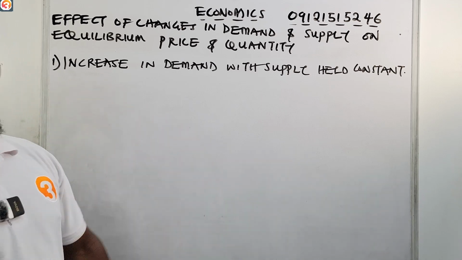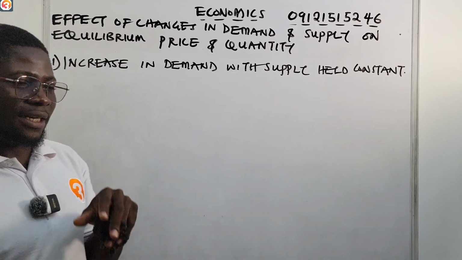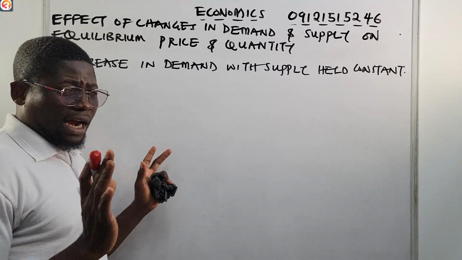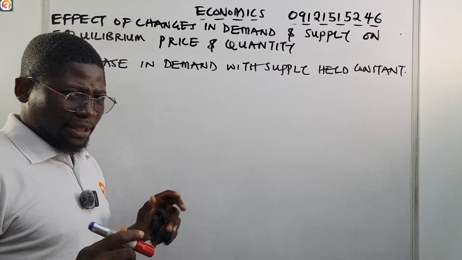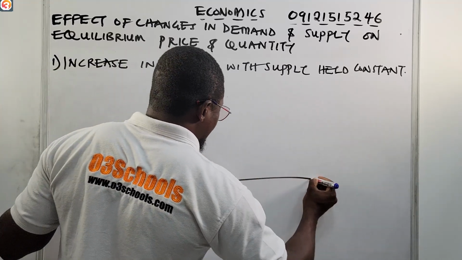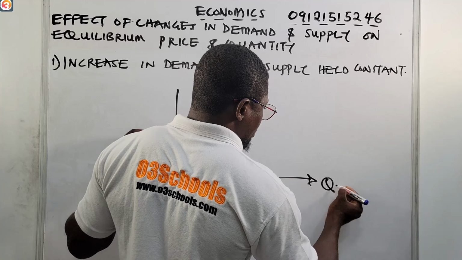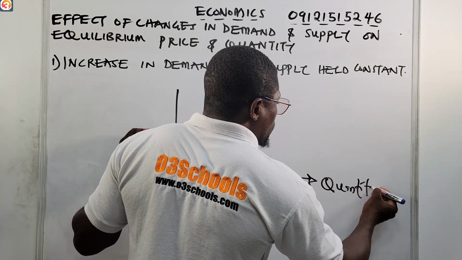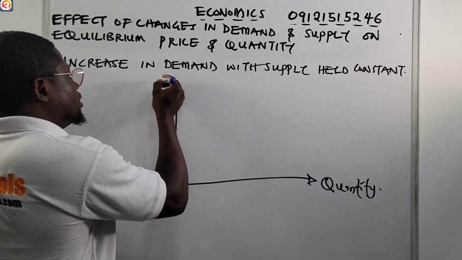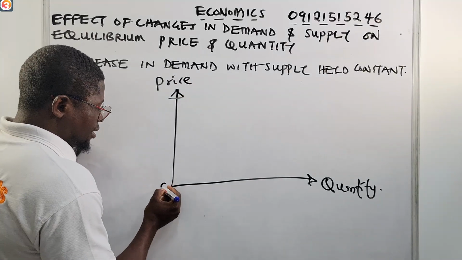Now let us look at an increase in demand. What happens once demand increases and supply is held constant? We're going to use our graph, our curve, to explain it. This is our price axis, and this is our quantity axis, and this is zero.